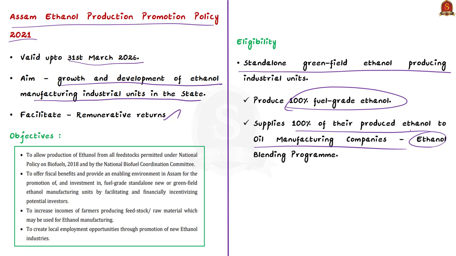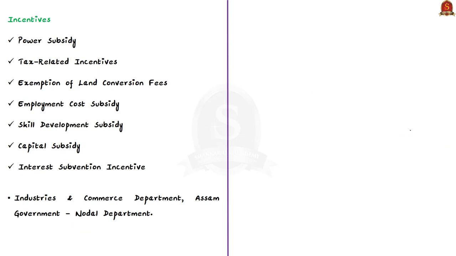And as I said earlier, the policy offers a huge range of incentives to those investors who are investing in the sector. On that line, power subsidy, tax related incentives, exemption of land conversion fees, employment cost subsidy, skill development subsidy, capital subsidy and interest subvention incentive are some of the incentives that are provided under this scheme. And know that the Industries and Commerce Department of the Government of Assam will be the nodal department for the implementation of this policy in the state.